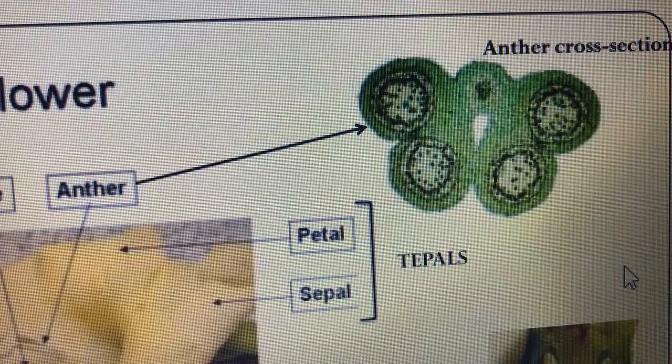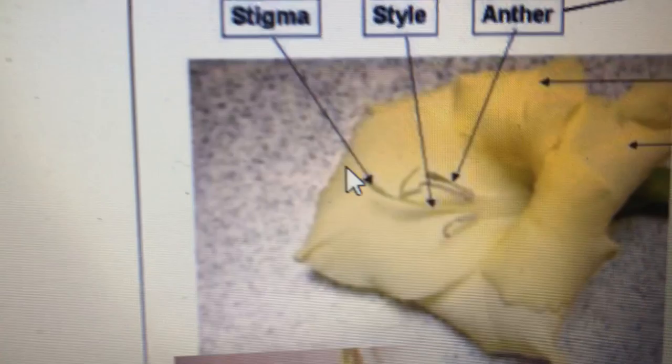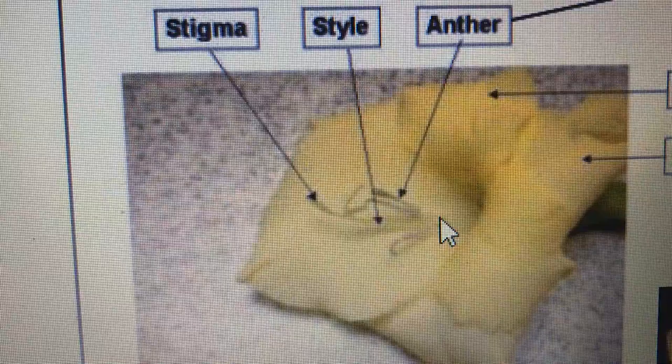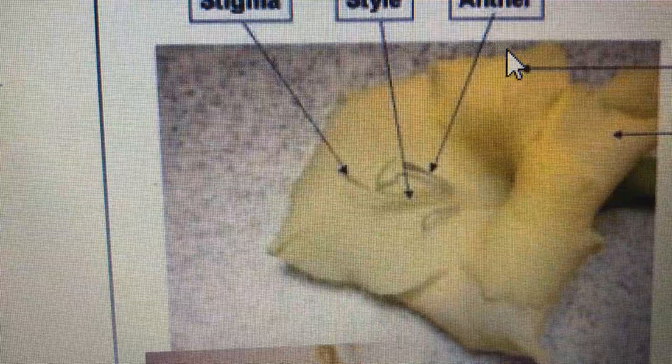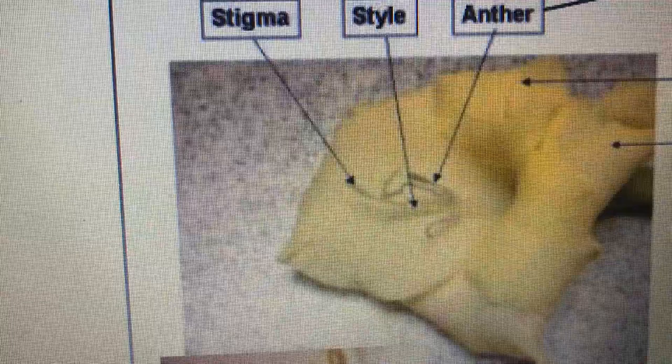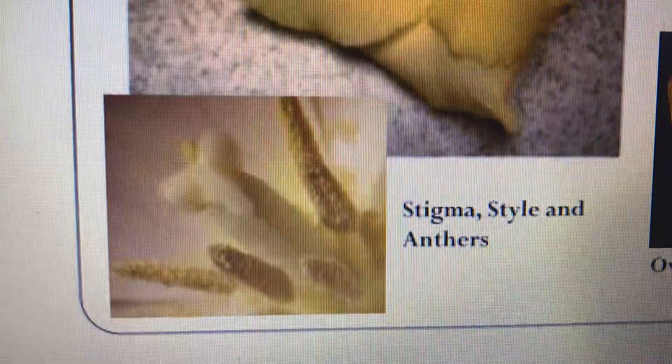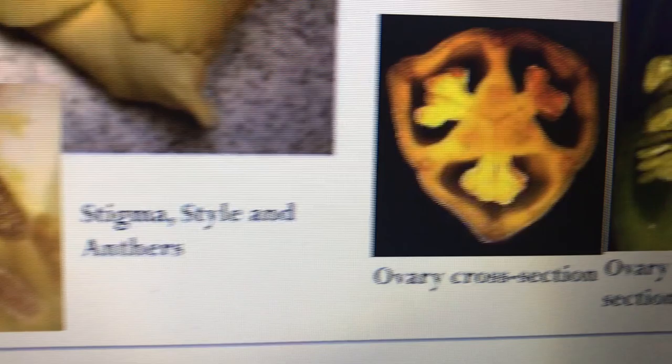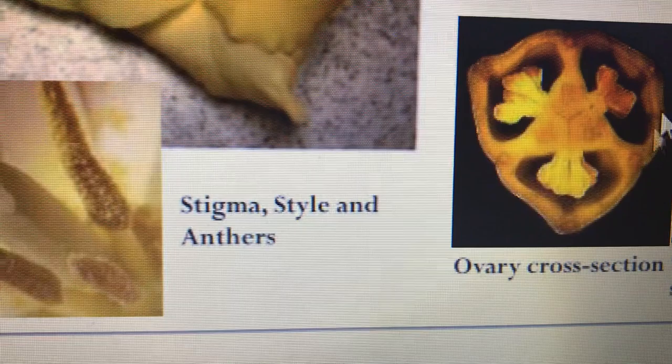We have the stigma in a close-up. We have the stigma, we have the style, and we have the anthers. These are the petals, and the sepal. Both the petal and the sepal form the tepals. And you can see the stigma, style, and anthers over here. This is a cross section of the ovary, and this is the ovary longitudinal section.